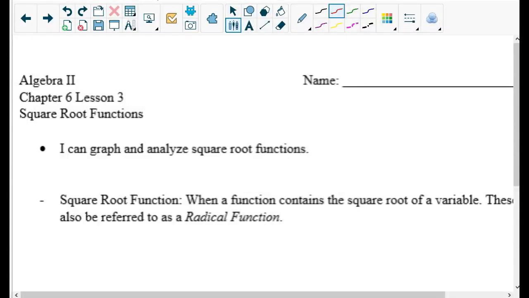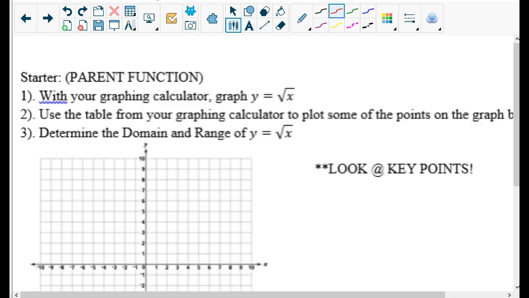Chapter 6, Lesson 3, Square root functions. A square root function is when the function contains a square root with a variable inside. They're also called radical functions. So let's take a look at how we can solve square root or radical functions.